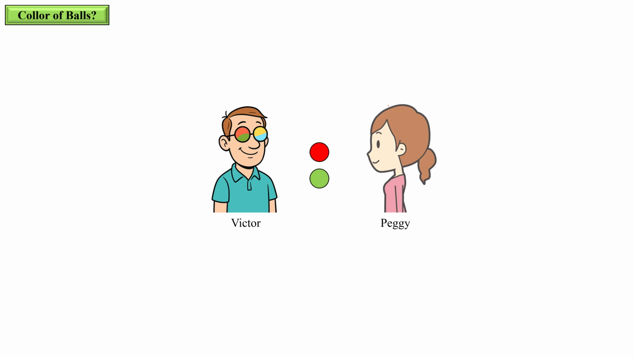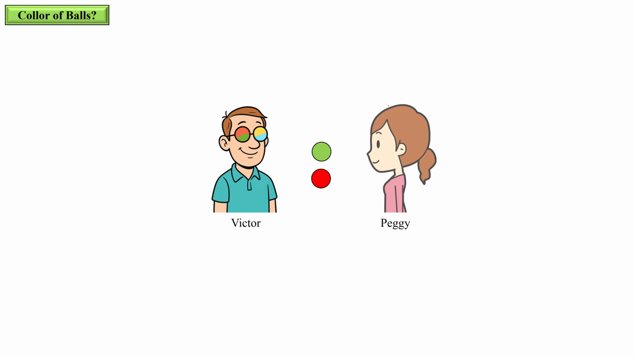Okay, here is the protocol. The protocol asks Victor to hide the two balls behind himself and decide whether to change the location of the balls or not. For instance, Victor decides to change the location. Now the green ball is on the top and the red ball is down. He brings the balls in front of himself again and asks Peggy to say whether he changed the location of the balls or not.